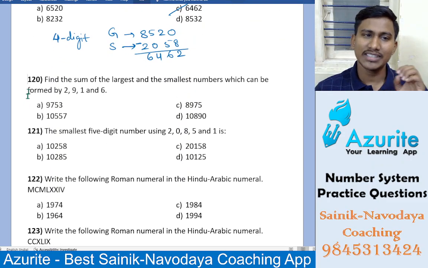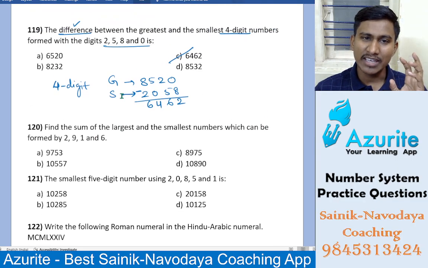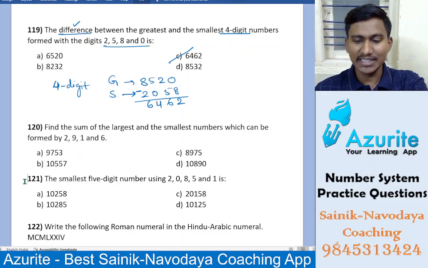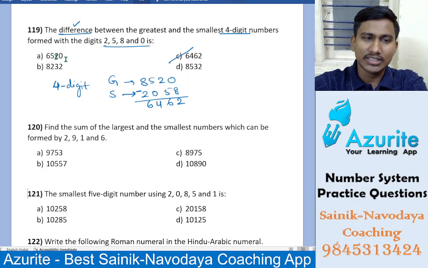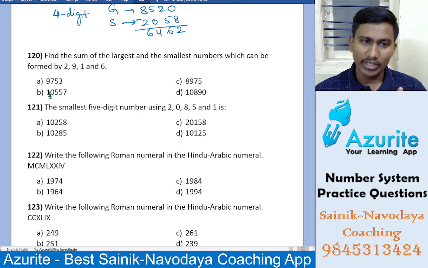Let's go next, 120. Find the sum of the largest and the smallest number which can be formed by these. So the same thing here. Just form the largest, that is the greatest, and the smallest, and we have to add them here. Sum means we have to add, not the difference. Where difference is there, we subtract. So sum is there, you do the sum. This is very easy, so I will give you homework.